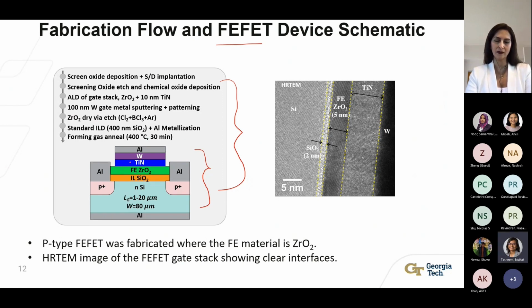So once this process flow was developed, for the first FEFET we made, we used ferroelectric zirconium oxide as the ferroelectric material because at that time we were still working with zirconia. This zirconium oxide was deposited by ALD by Tokyo Electron. So this is the HRTEM image of the gate stack of our fabricated FEFET, which shows clear interfaces. I would also like to point out that the transistor gate length ranges from 1 to 20 micrometers. The reason we decided to make long channel transistors is because we wanted to understand the FEFET device physics due to the ferroelectric physics only, and not because of some other effects like short channel effects.